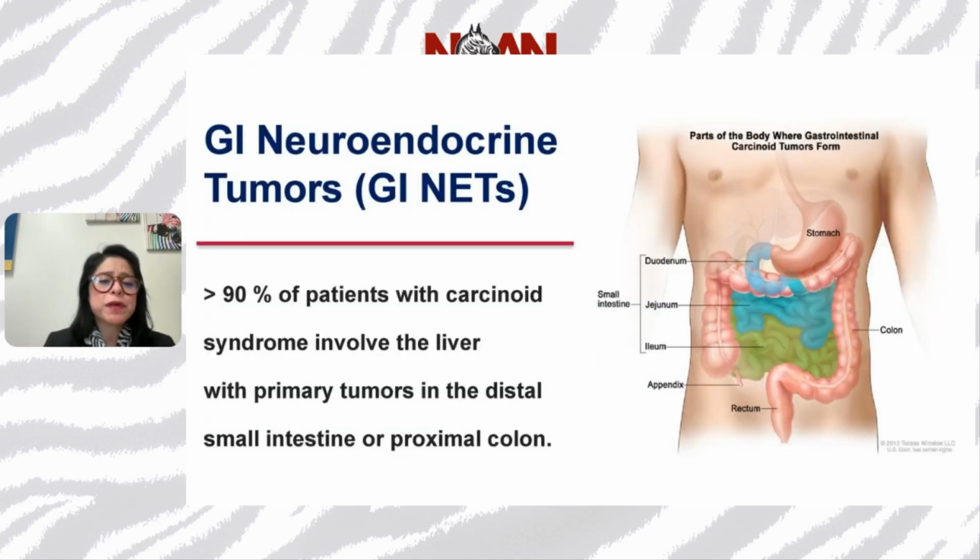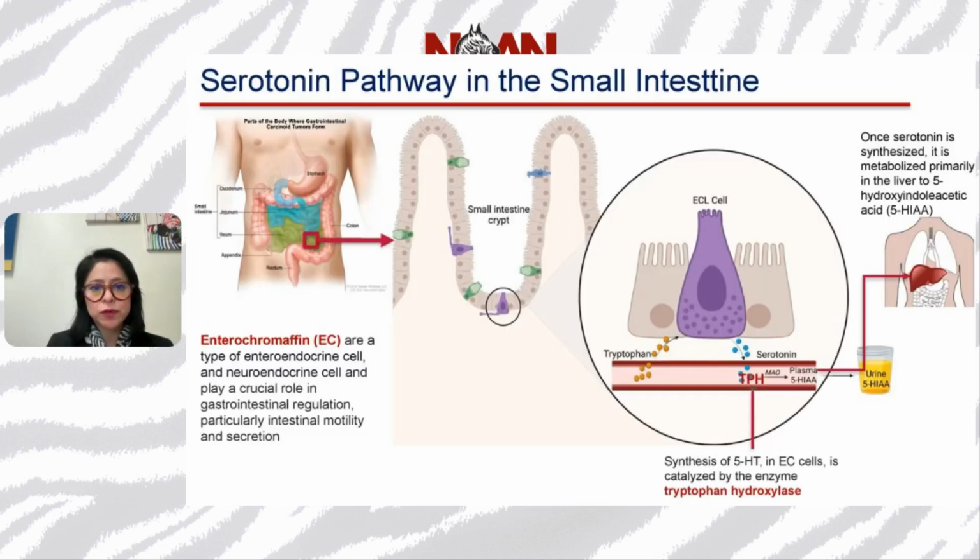Now, let's talk a little bit about the GI and small bowel neuroendocrine tumors. Approximately 90% of patients with carcinoid syndrome have liver involvement, with primary tumors in the distal small intestine or the proximal colon. So let's discuss how this excess of serotonin arises, and let's discuss a little bit about the pathway.